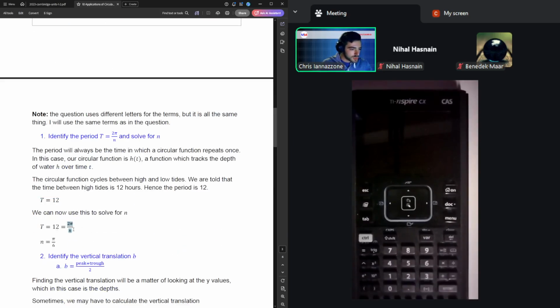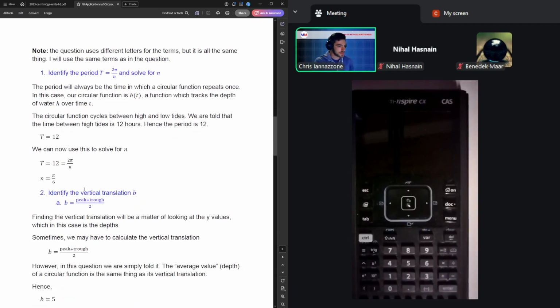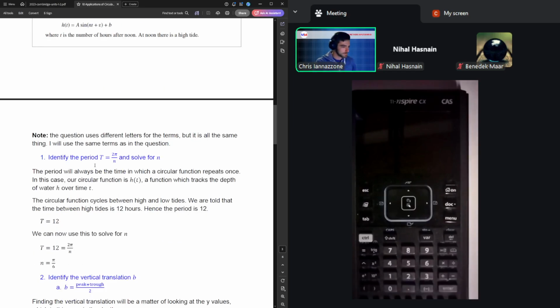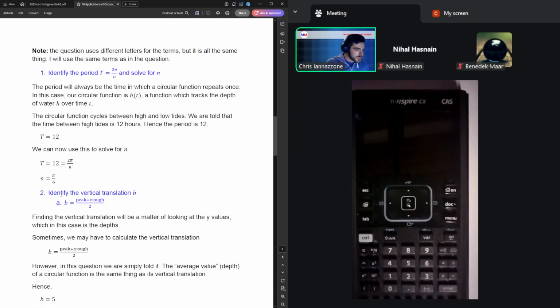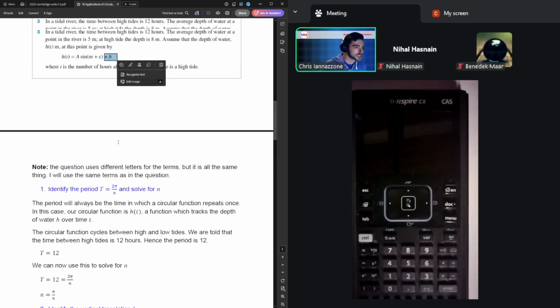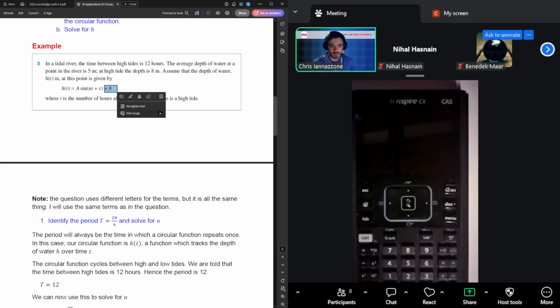Since the period is 12, we can now equate that to 2 pi divided by n, and sure enough, we can now quickly solve for n. Okay, that gets us our n term, which is depicted there. From here, next up, we can have a look at the vertical translation. So the vertical translation in the question is given by the variable b.